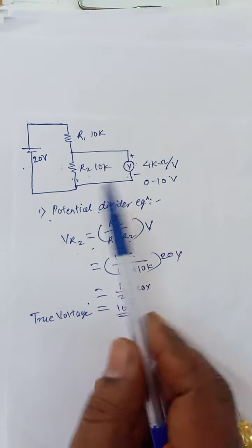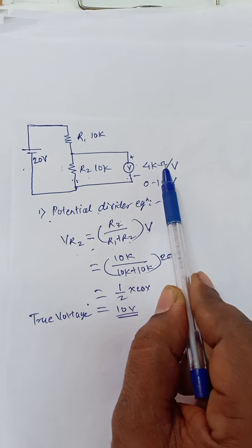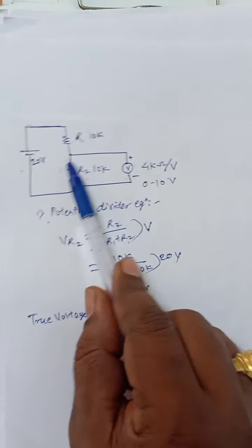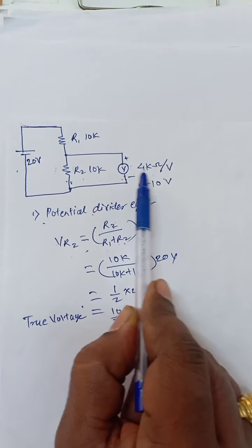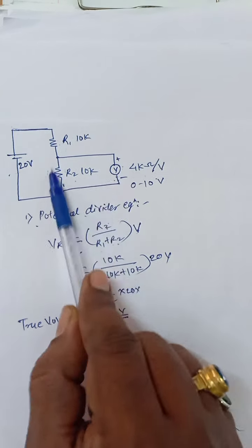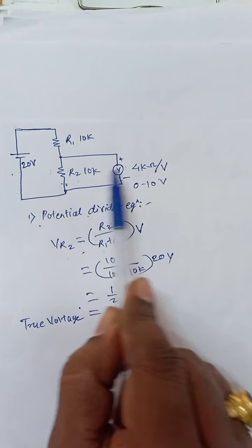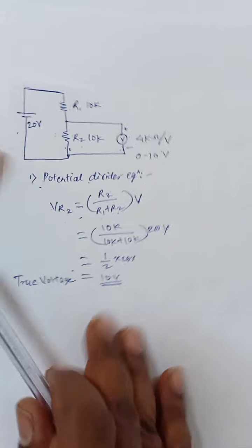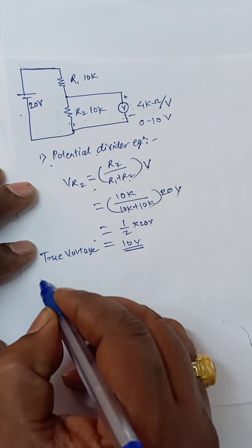Now if we apply a voltmeter of 4 kilo ohm per volt sensitivity and connect it across R2, it changes this resistance. If the voltmeter is connected across R2, it can change the value of this combination, R2 in parallel with the voltmeter. So we are going to first find the internal resistance of this meter.